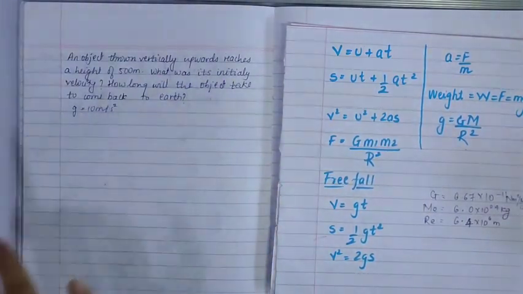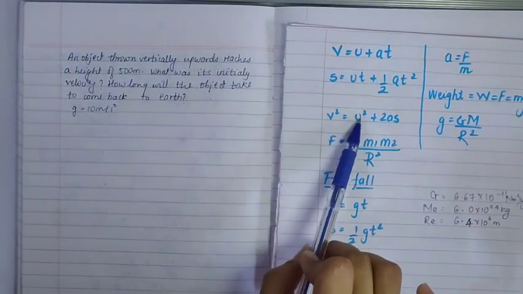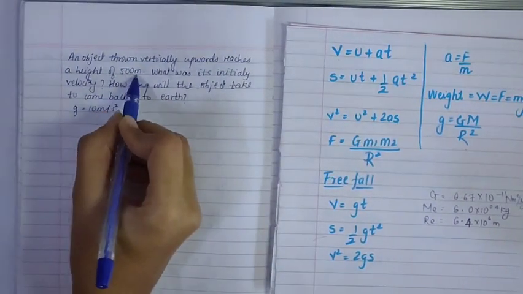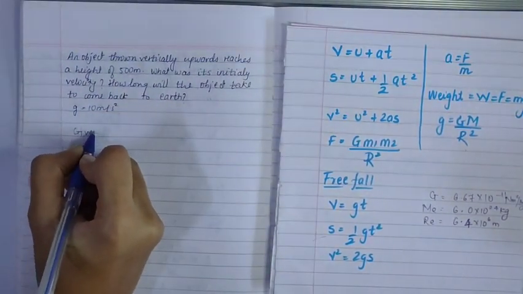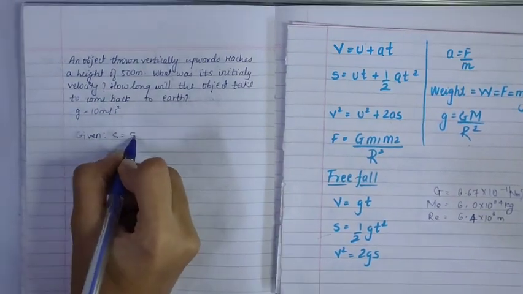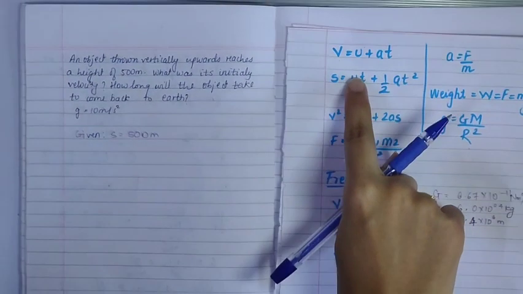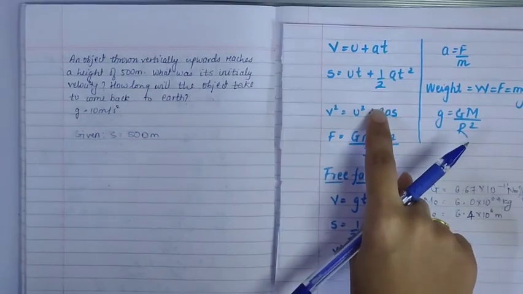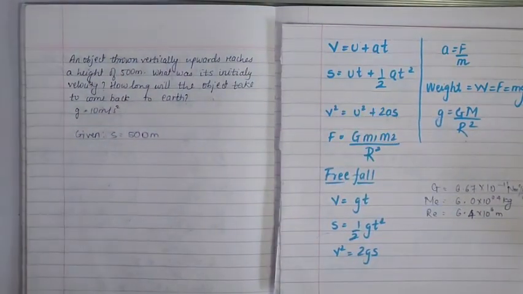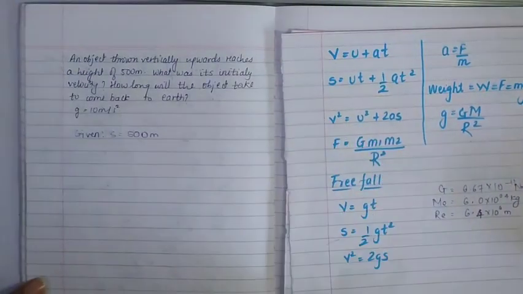They've asked to find what was the initial velocity. So each of them has an initial velocity. You also have a distance with you. So in given, your S is what? 500 meters. So you have S with you. Means this formula or this formula. Fine. So let's take up this formula.